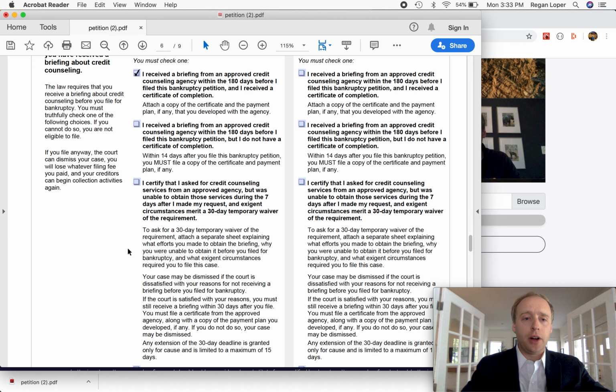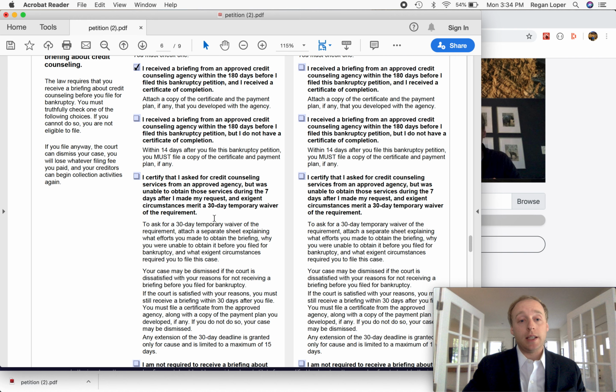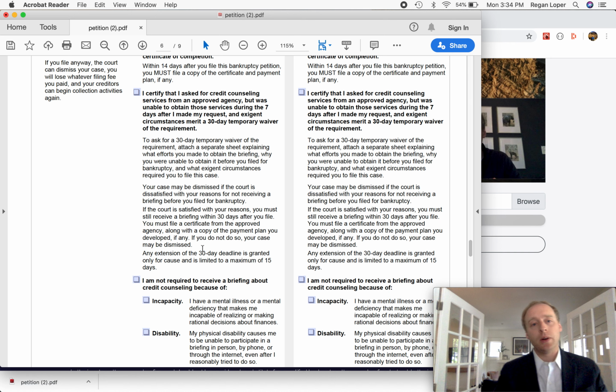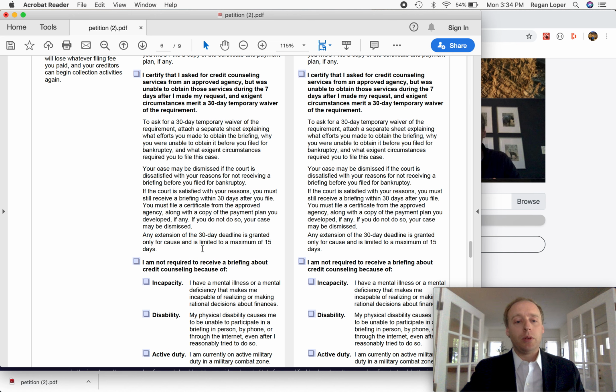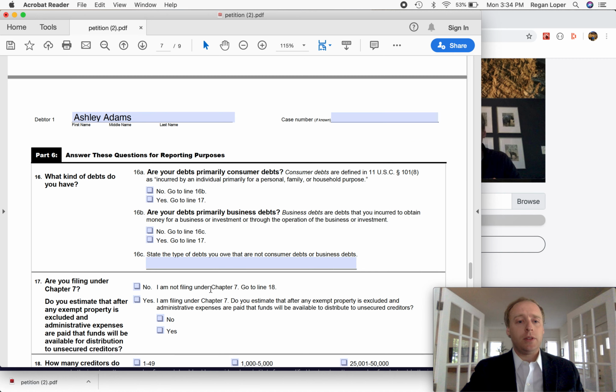You've obviously got other options here about other ways you can do it. You may also be in a situation where you've received credit counseling, but you haven't received your certificate. In this situation, you'll note you've got to file a certificate and a payment plan within 14 days. And then there are a couple other options that are, again, outside the scope of this video that I'm not going to go over. But if either of these apply to you, it's worth reading about them and doing some due diligence to see if you need to select that.